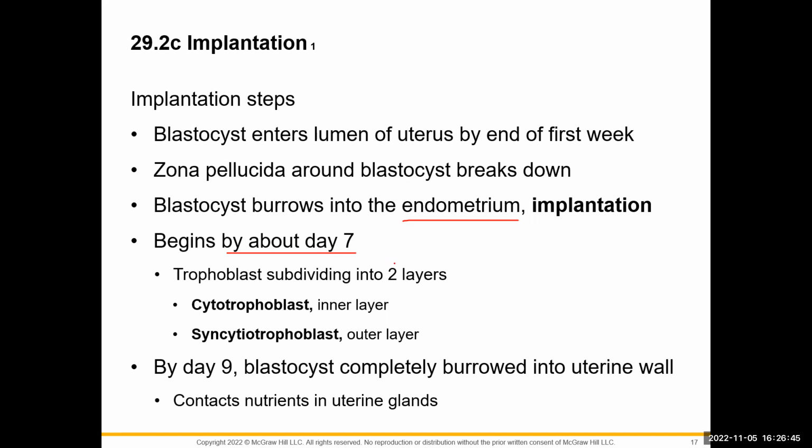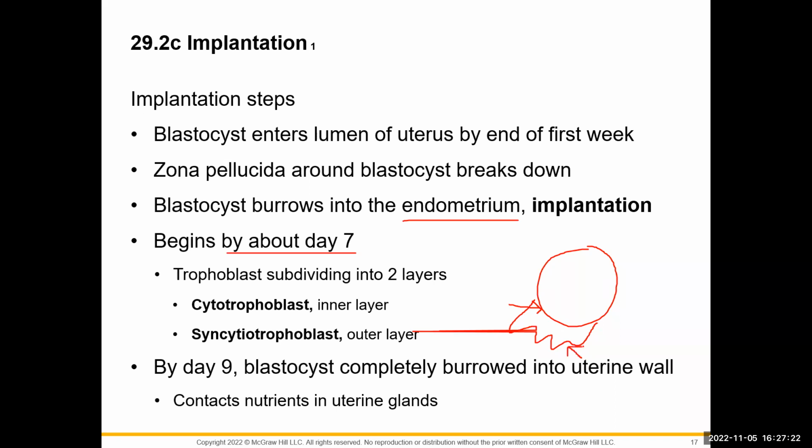And so what we're going to see here is the trophoblast. Remember, that's that outer circular ball-like structure. It's going to divide into 2 layers, pretty much where the blastocyst has embedded itself or made contact on the uterine wall. Those 2 layers are the cytotrophoblast, which is the inner layer, meaning the layer that's closest to the blastocyst. And then you have the syncytiotrophoblast, which is the outer layer, and that's kind of like this area right here.